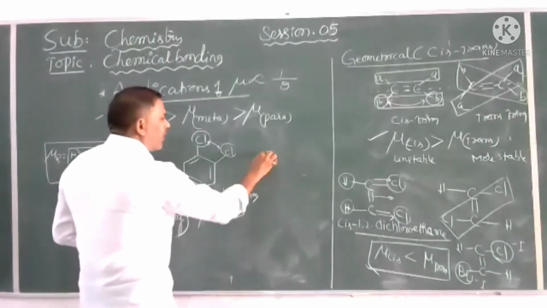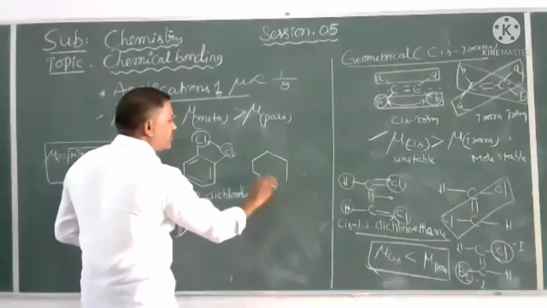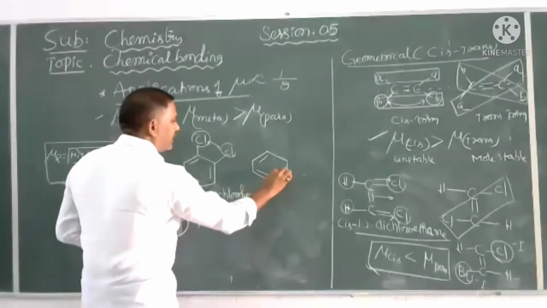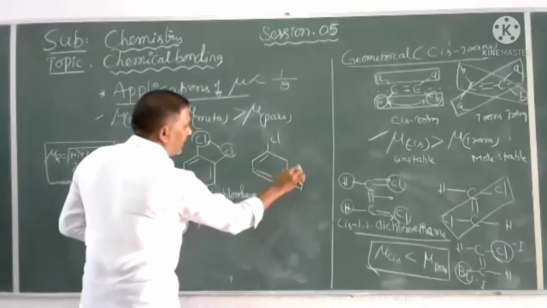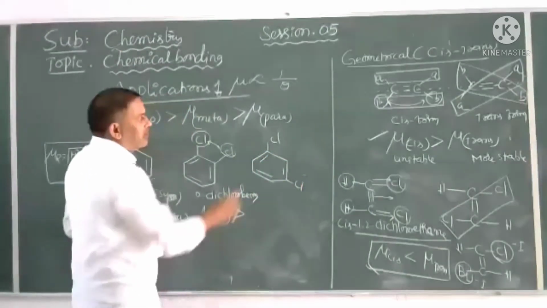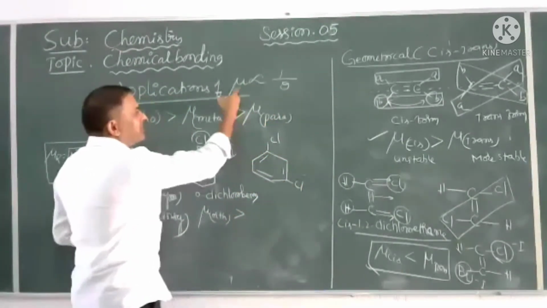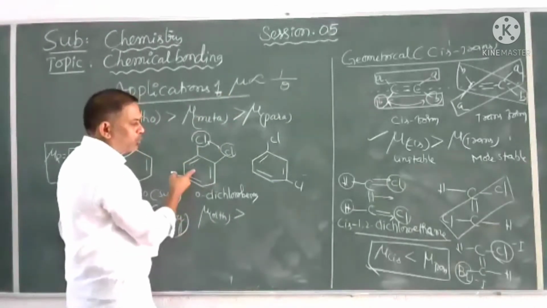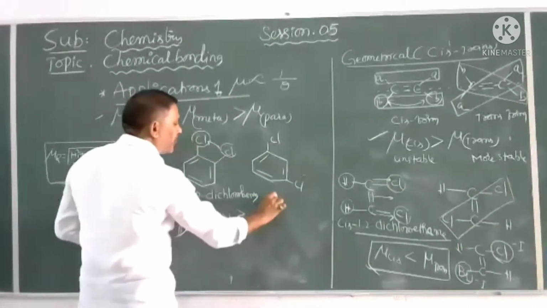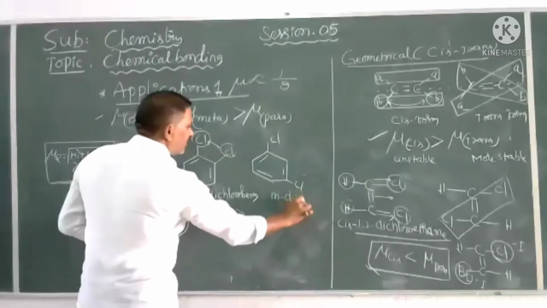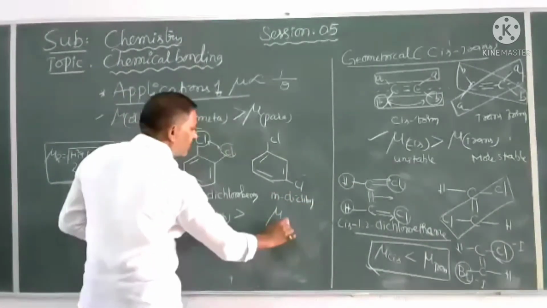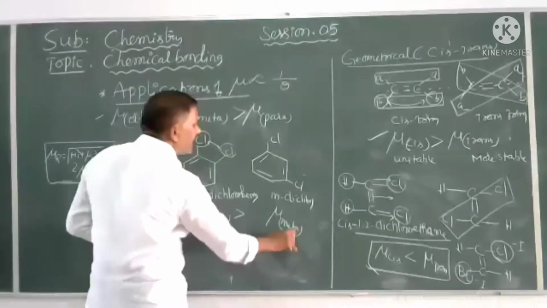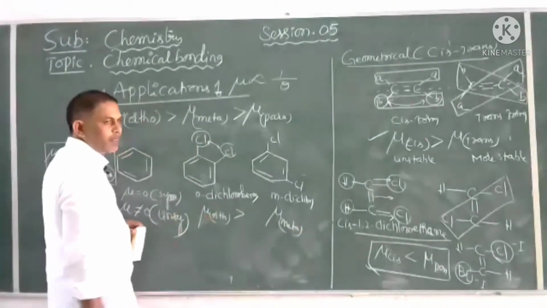Whereas in case of meta position, this is the meta position, like at Cl and here Cl is there, the angle increases. Angle increases, moment decreases compared to the ortho position. It is meta dichlorobenzene. Its dipole moment at the meta position is less than compared to this.